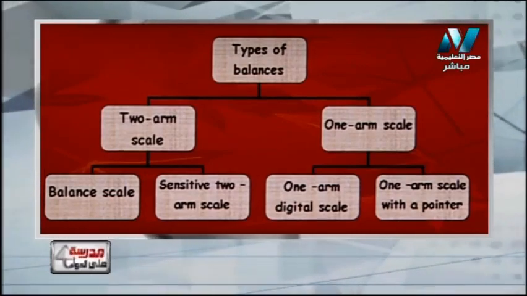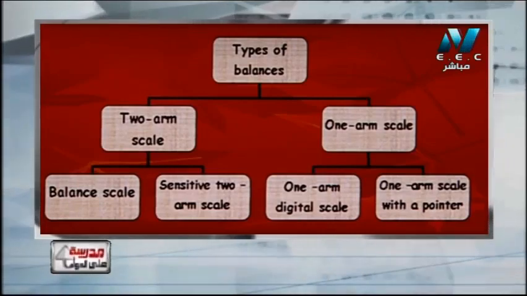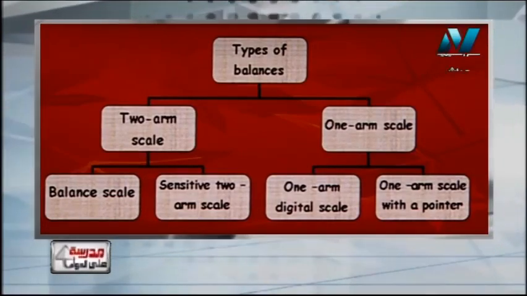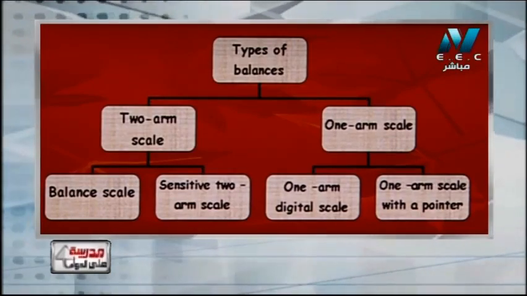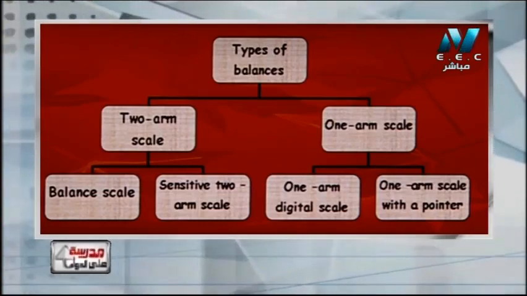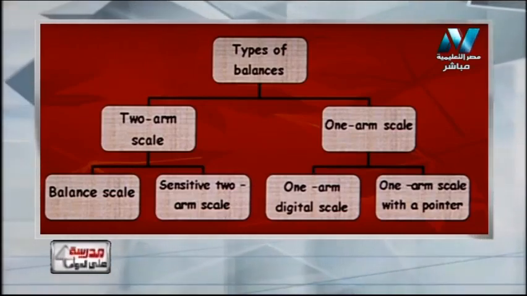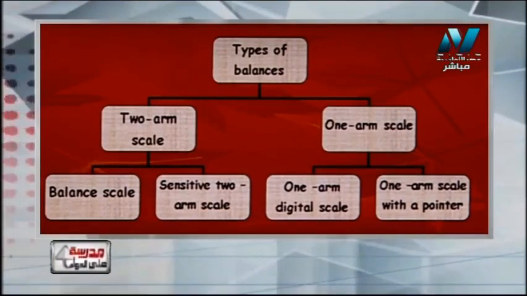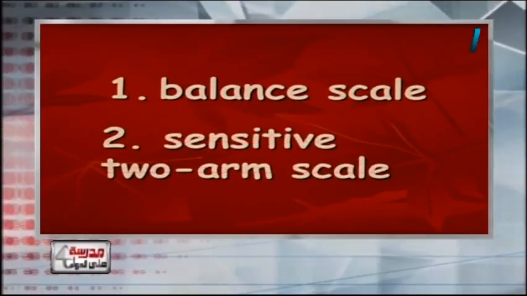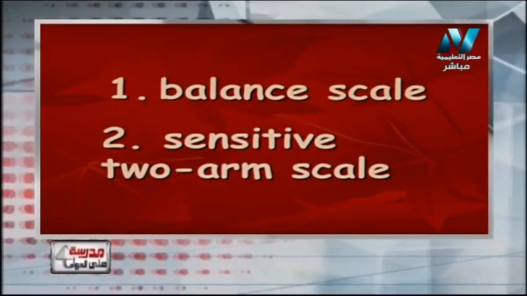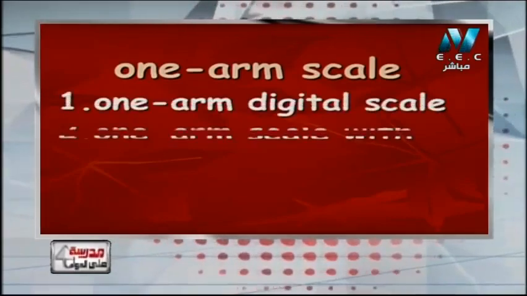يبقى عندنا السكيلز أو البالانسز فيها two types which are two arm scales and one arm scale. طب two arm scales هاخد منها two examples which are balance scale، الميزان المعتاد، أو بنسميه كمان common balance. يبقى balance scale أو common balance they are the same. Sensitive two arm scale، الميزان الحساس. One arm scale، الميزان اللي ذو كفة واحدة، في منه نوعين برضو: one arm digital scale، الميزان الرقمي، وكمان one arm scale with a pointer، ميزان ذو كفة واحدة لكن بمؤشر.